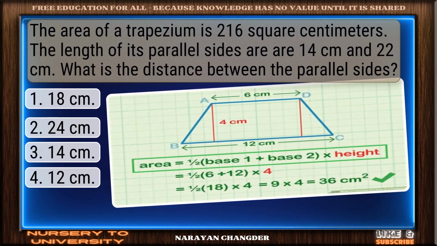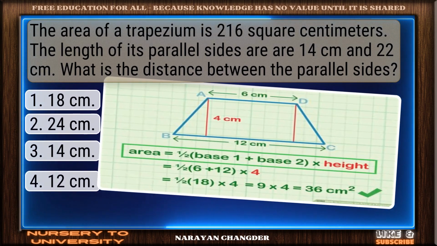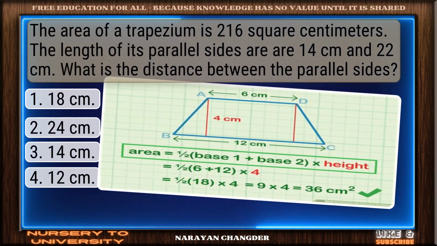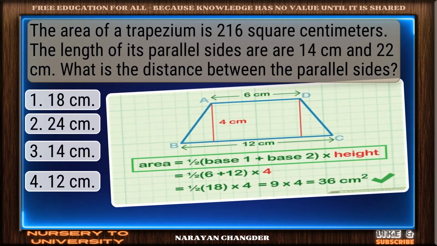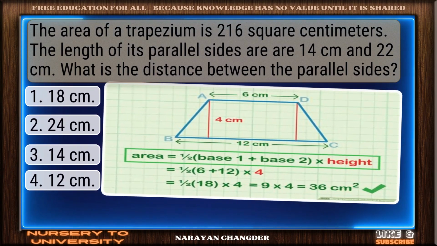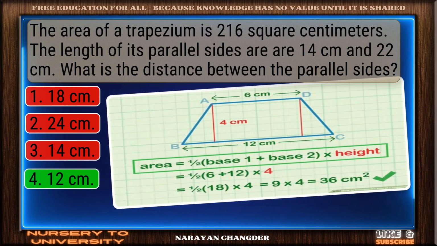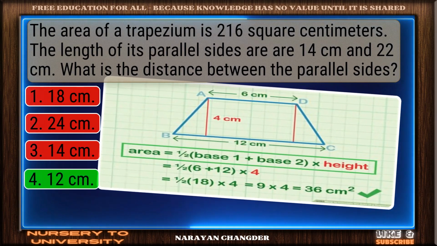Question number 12. The area of a trapezium is 216 square centimeters. The lengths of its parallel sides are 14 cm and 22 cm. What is the distance between the parallel sides? You're right, 12 cm is the correct answer.